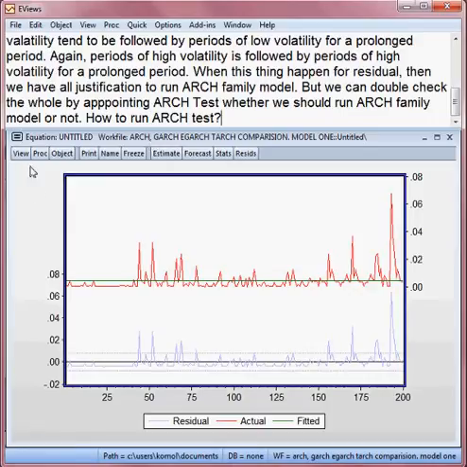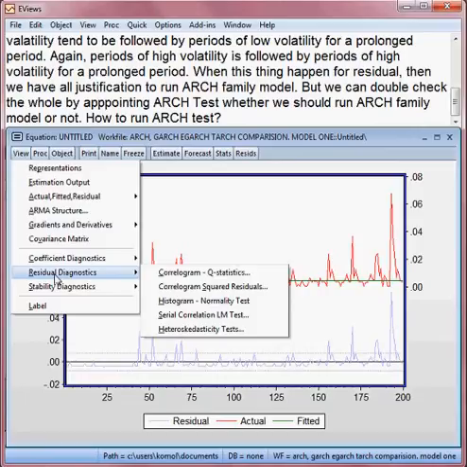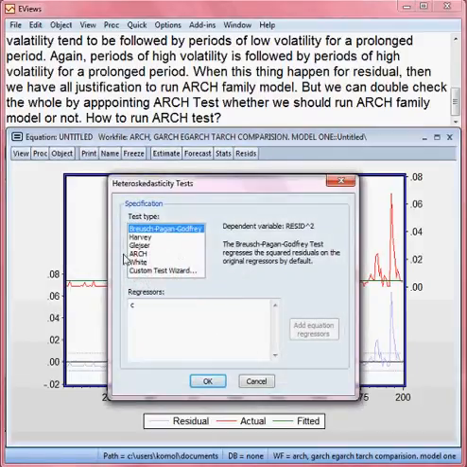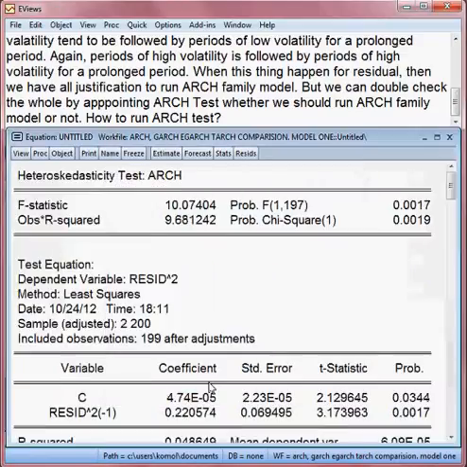Okay, here I go to view, then I go to residual diagnostic, then I go to the heteroscedasticity test, right? From here I click it. Okay, from here I choose ARCH test, and I click OK. Okay, so this is the ARCH test.